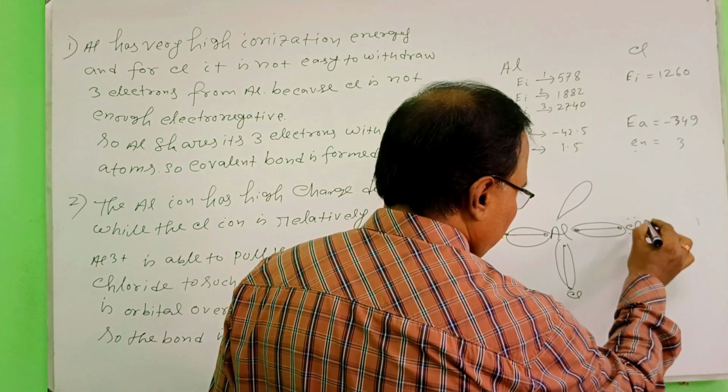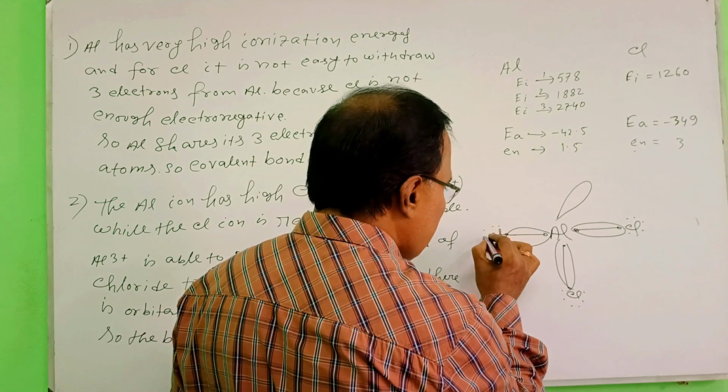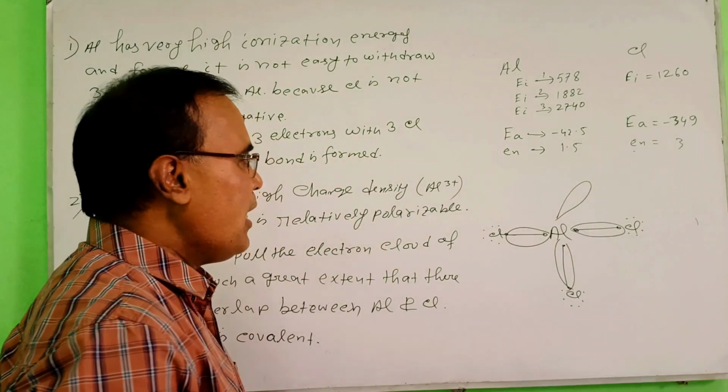So, the bonding nature of anhydrous aluminium chloride is covalent.